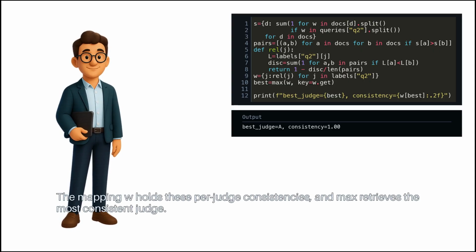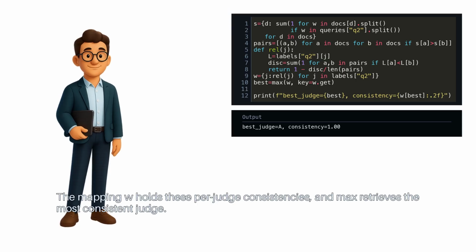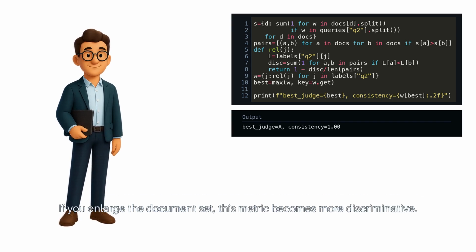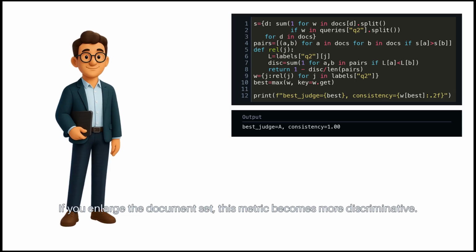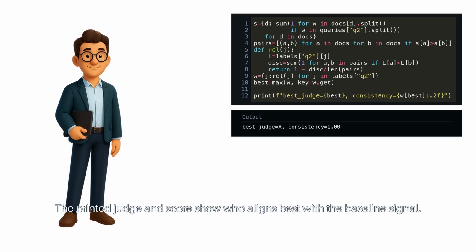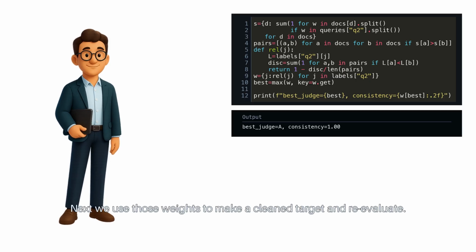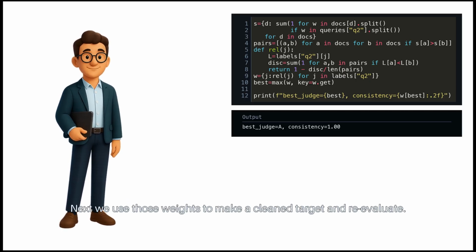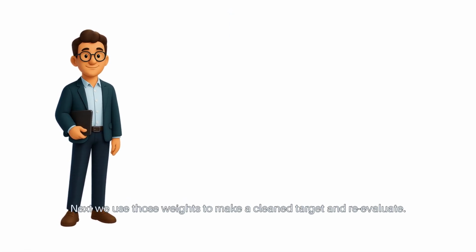preferred order. The mapping W holds these per judge consistencies, and max retrieves the most consistent judge. If you enlarge the document set, this metric becomes more discriminative. The printed judge and score show who aligns best with the baseline signal. Next, we use those weights to make a clean target and reevaluate.